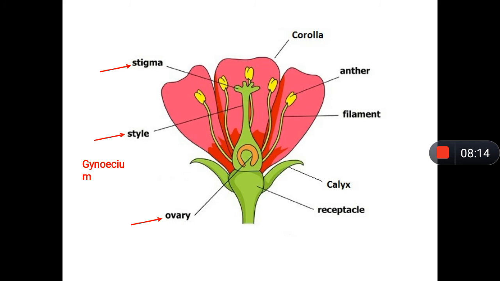So we can see gynoecium. Now we can see the stigma, style and ovary altogether form the gynoecium, whereas anther and filaments altogether form the androecium. Now corolla is also called petals, whereas calyx is called sepals.